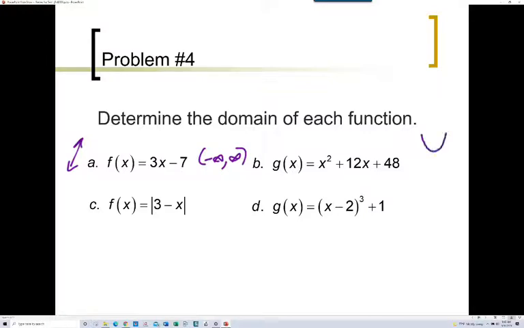On B, we know that this is quadratic. If you were to graph it, it has a graph that looks something like that. Again, you can see that it goes forever left and forever right, and so the domain here is also all real numbers. In fact, it's going to be the same for all of these. On letter C, this is an absolute value function that's going to be V-shaped, and this one actually is going to go down, but it doesn't matter if it goes up or down. It's going to go forever left and forever right. The domain's going to be all real numbers.